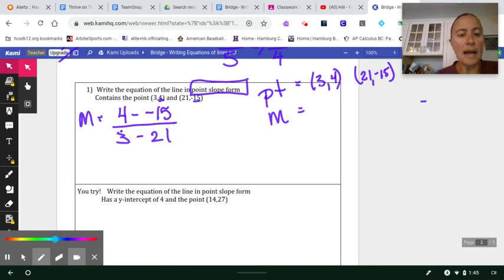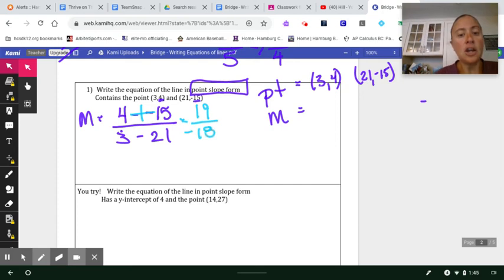So 4 minus negative, the two negatives make a positive, so I'm going to say that's 19. 3 minus 21 would be negative 18. So there's actually two equations you could write here because you have 2 points. So I'm just going to write both and then we will be done with it.